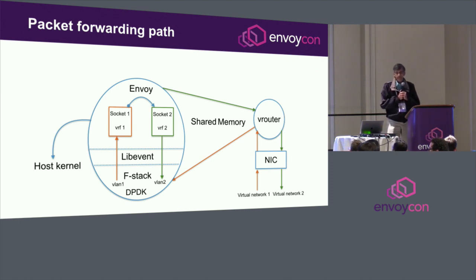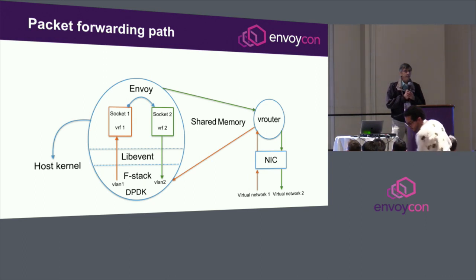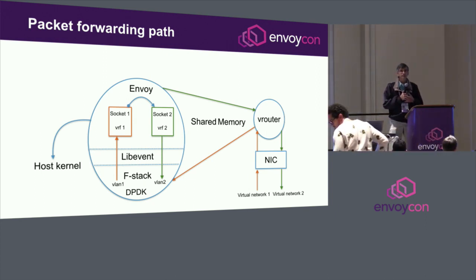So once the packet is decapsulated and vRouter has figured out which Envoy instance the packet needs to be sent to, it puts the descriptor to the packet in shared memory. And we have this other process, which is Envoy linked with DPDK and FStack. That process is continuously polling the shared memory for packets. So the packet enters initially through DPDK and then into FStack. And as I mentioned, libEvent is now continuously polling for packets.